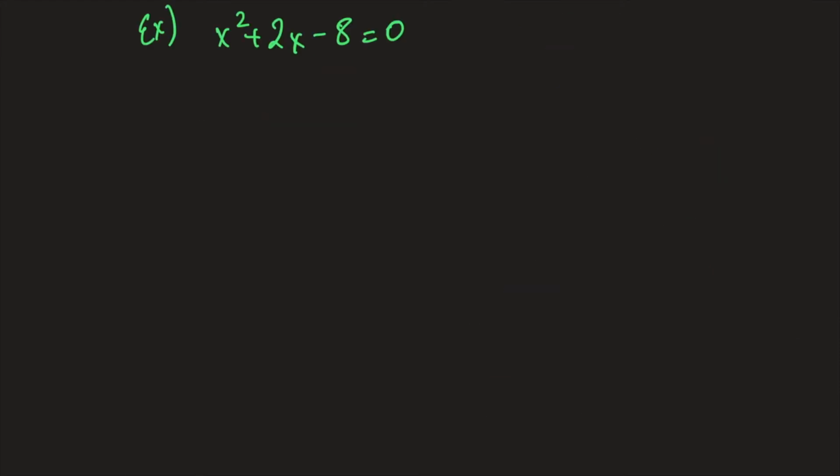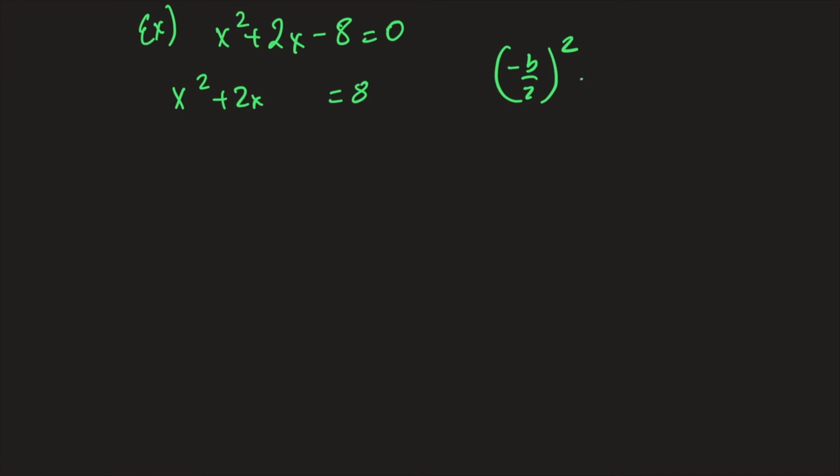So just pausing the video here and taking a look at this example. Use completing the square to find the vertex and the x-intercepts of this particular function. Hope you had a minute to do that. So to complete the square, I'm going to move the 8 over to the other side. And I'm going to use the formula negative b over 2 squared.